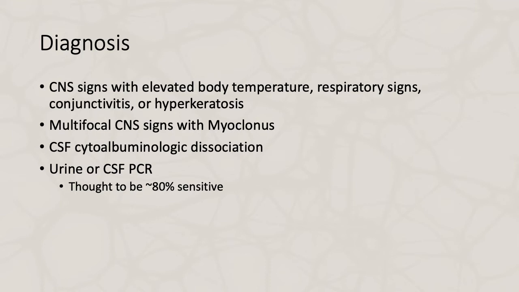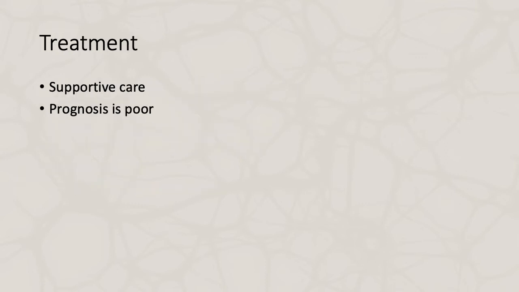Diagnosis is usually not definitive, but you can get a pretty good idea based on a number of different things. So if you have CNS signs along with pyrexia, respiratory signs, conjunctivitis, and hyperkeratosis, or if there are multifocal CNS signs with a myoclonus, that can also be indicative. If you have a CSF with cytoalbuminologic dissociation, you can also screen for the distemper DNA using a PCR, either the urine or the CSF. Treatment is nonspecific with supportive care, and prognosis is generally poor.